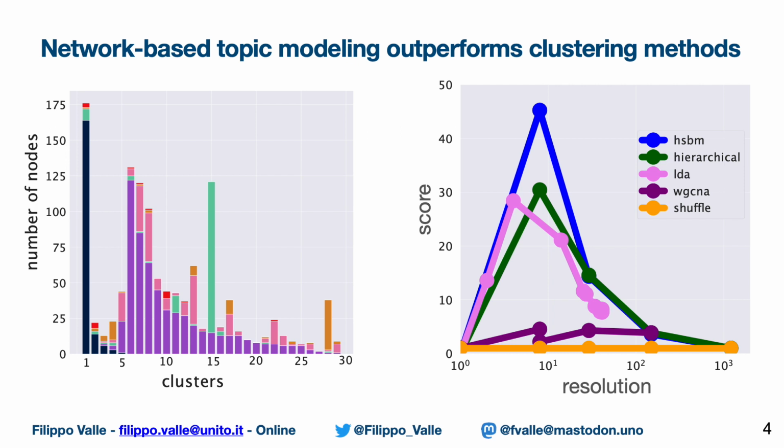If we look on the right, in this plot on the y-axis we can see a score that measures how well the subtypes are identified. On the x-axis is the resolution, so the number of clusters we are looking for. And the different lines are different kinds of models. The blue one, the one that reaches the higher score, is our model. And as you can see, this approach outperforms all the other models we have tested, like latent Dirichlet allocation or hierarchical clustering or weighted gene correlation network analysis.